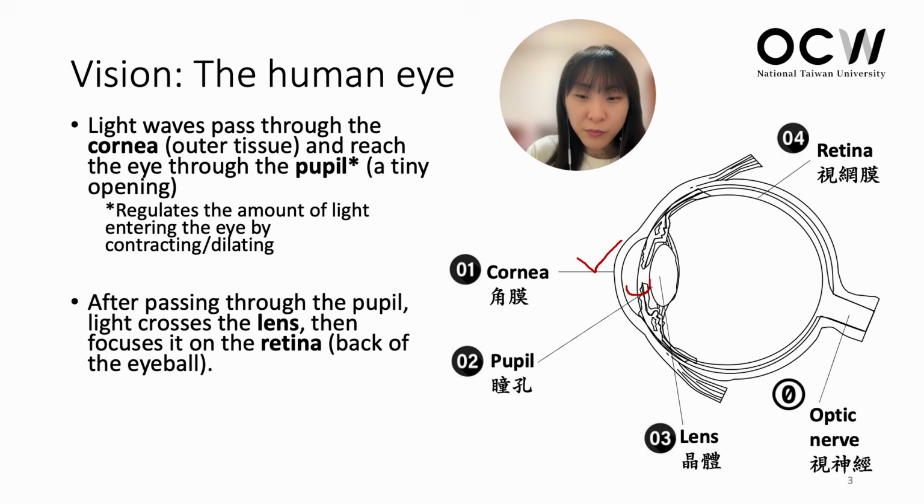Here is a tiny opening that regulates the amount of light that enters the eye. Contracting and dilating are controlled by the nervous system called the parasympathetic nervous system. After passing through the pupil, the light will cross the lens right here and then focus the light wave on the retina, which is the back of the eyeball.